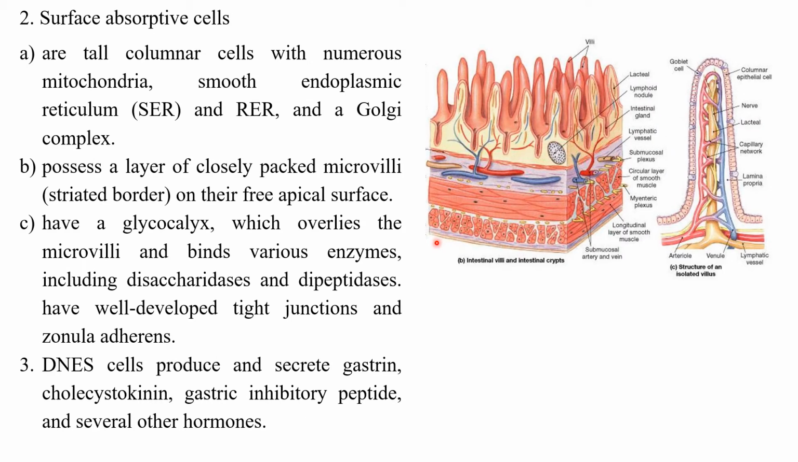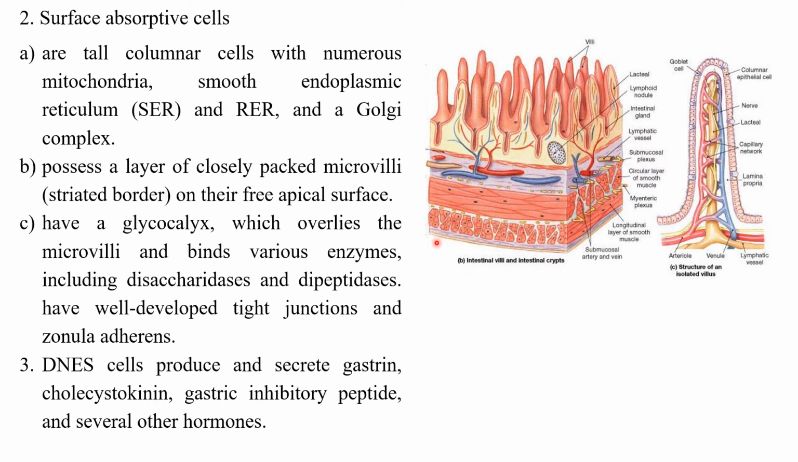The second important type of cell present in the mucosa of the small intestine is the surface absorptive cell. These cells are tall columnar cells with numerous mitochondria, smooth endoplasmic reticulum, abbreviated as SER, rough endoplasmic reticulum or RER, and a Golgi complex.